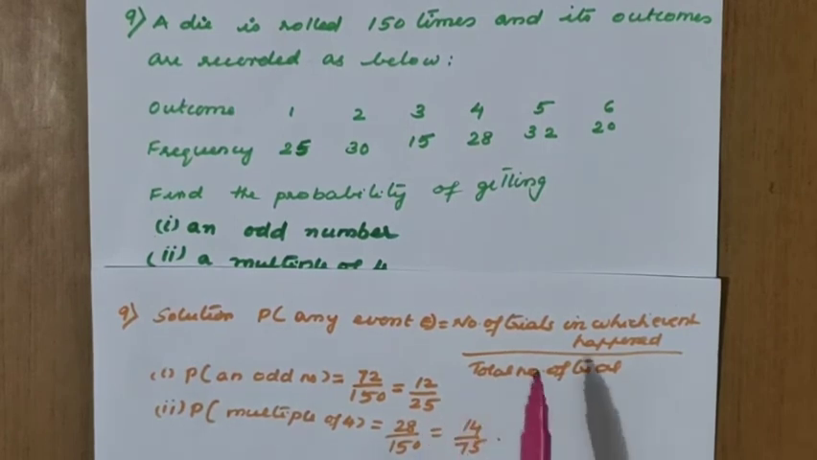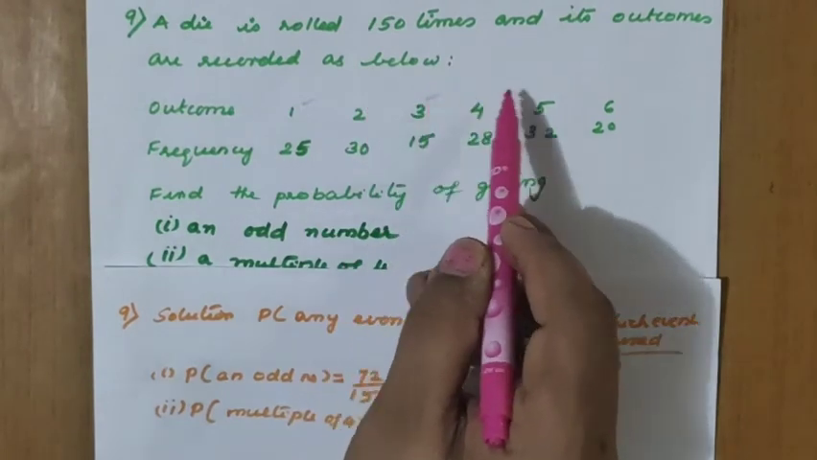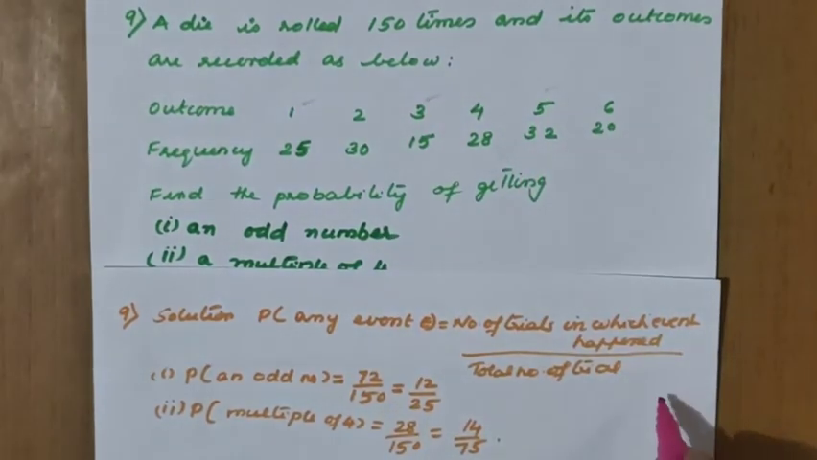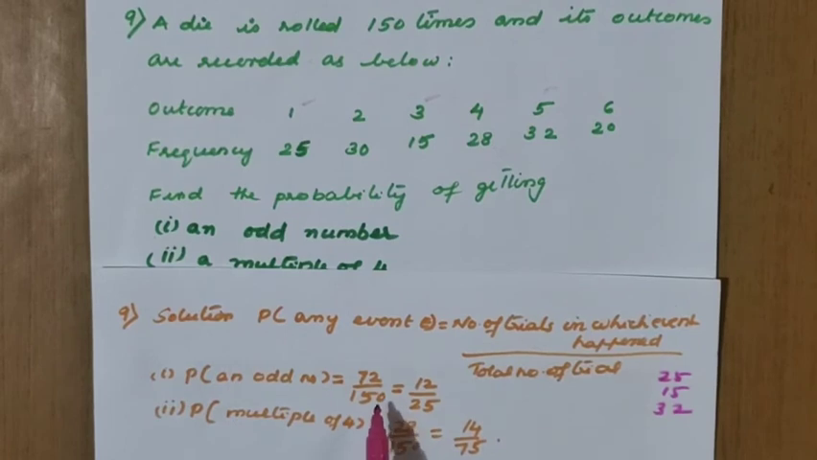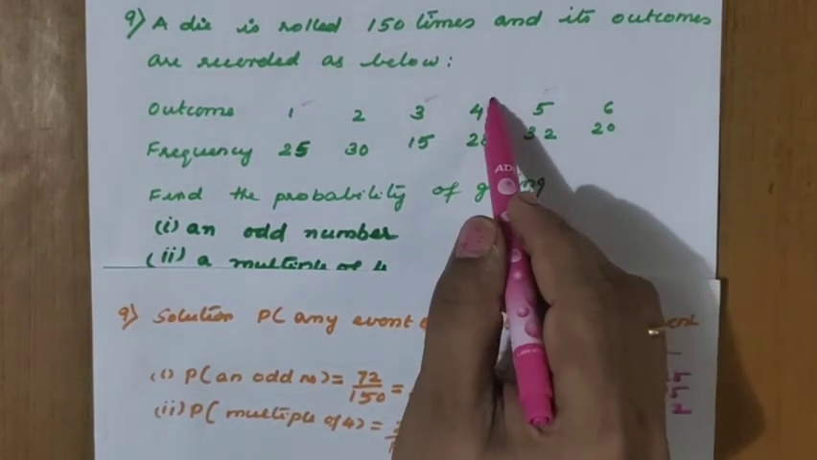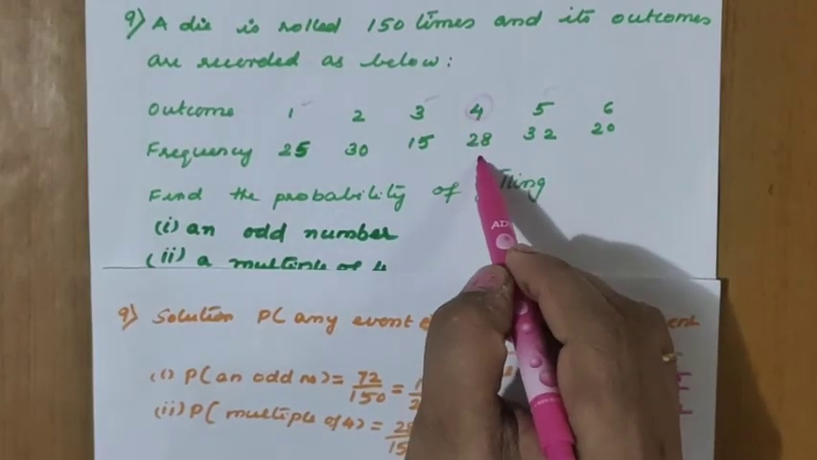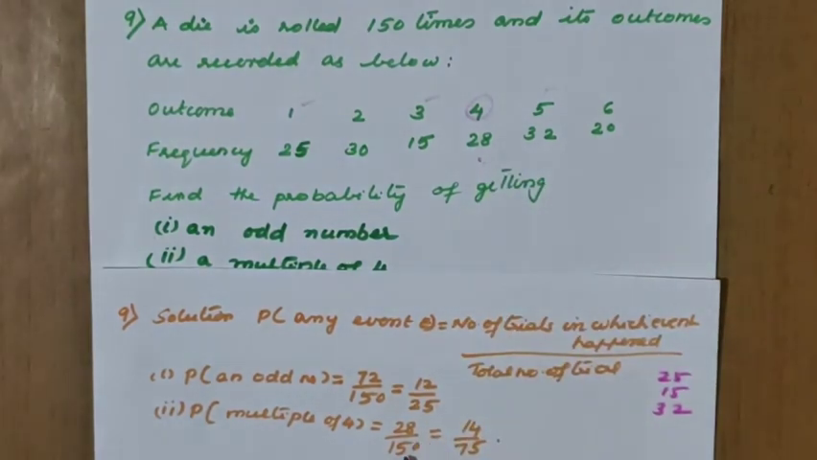So how many are favoring here? 1, 3 and 5. Let us check the frequencies: 25, 15, then 32. So it is equal to 72. Similarly, multiple of 4. 4 means only one is coming. That is 4 only here. So how many frequency happened? 28. 28 divided by 150. So our answer is 14 divided by 75. So we got the 2 answers.